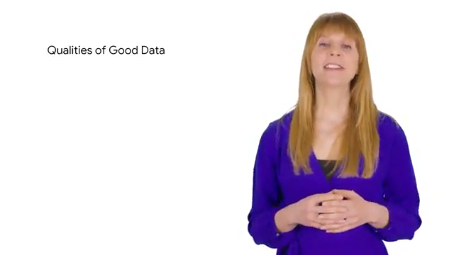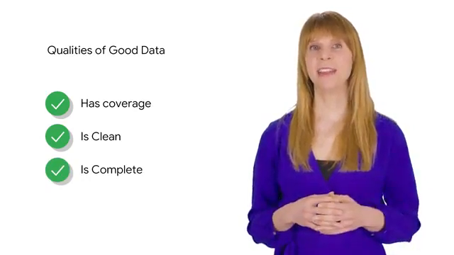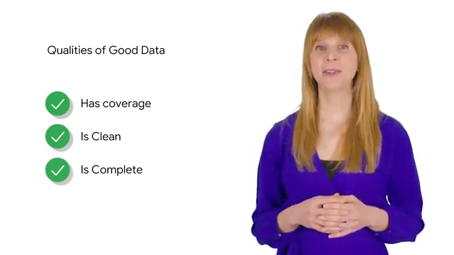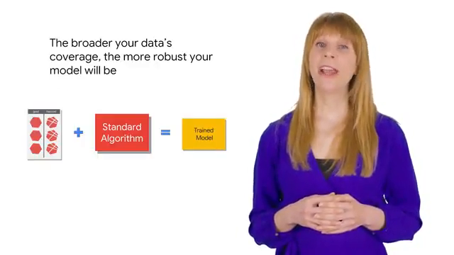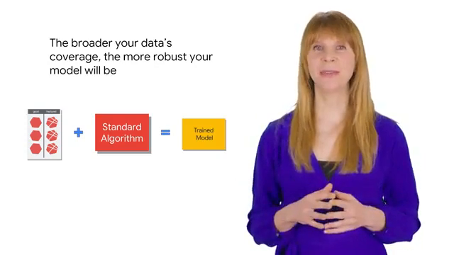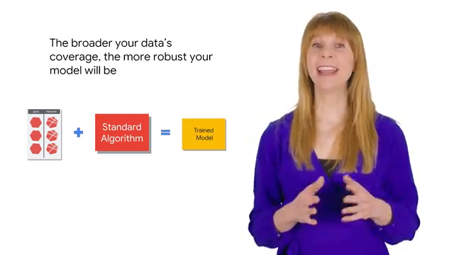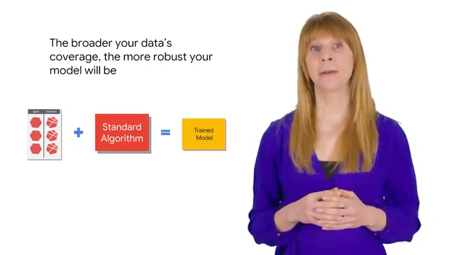The best data has three qualities. It has coverage, it's clean, and it's complete. You can apply these three ideas to determine whether your data is good enough for ML. When I say coverage, I mean coverage of all the possible scenarios, or all the possible inputs and outputs. Better coverage results in a better ML model.